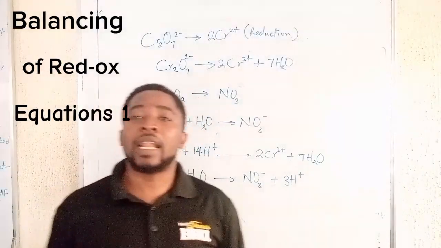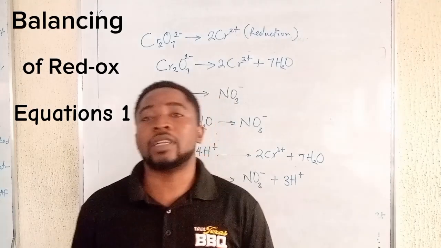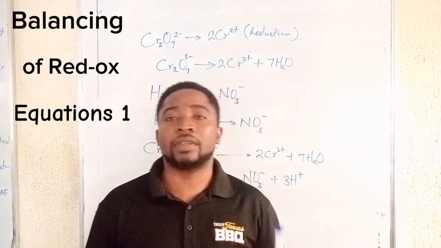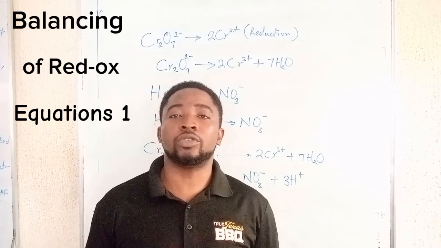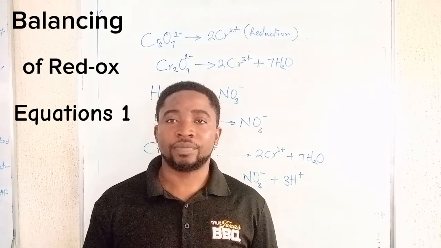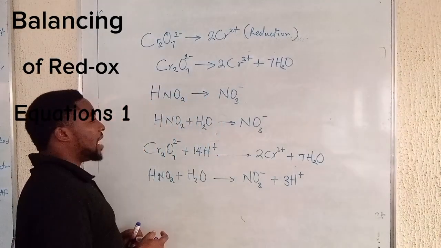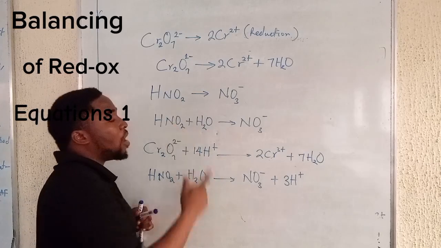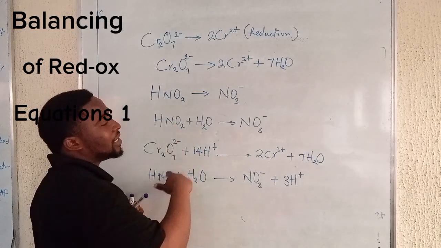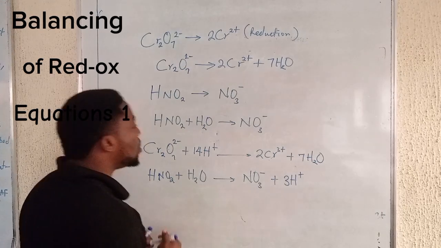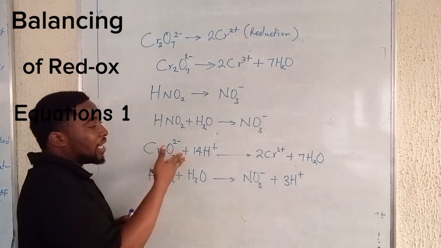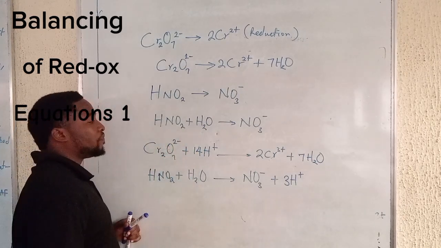So, having balanced oxygen atoms and hydrogen atoms in the oxidation and reduction half equations, the next thing you need to do is to balance the charge. To balance the charge, you have to sum up all the charges on the right hand side and balance it with the charges on the left hand side of the equation. So let us begin with the reduction half equation.